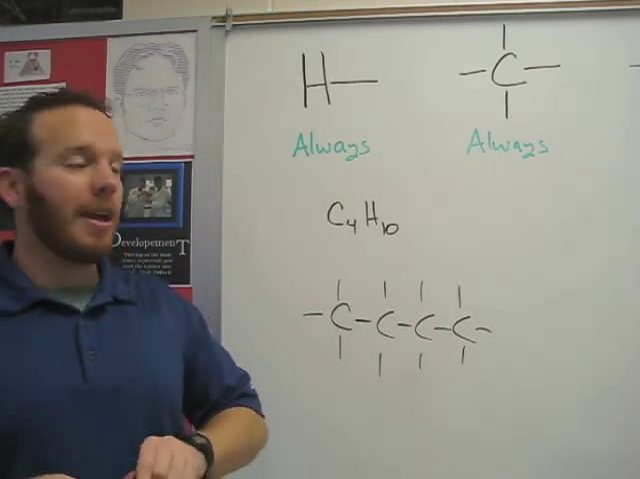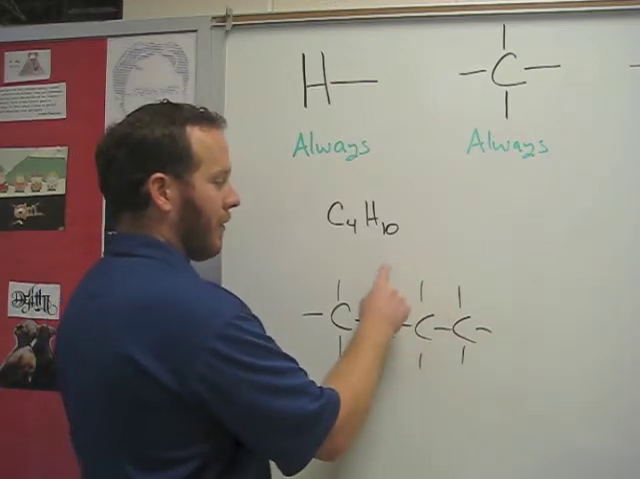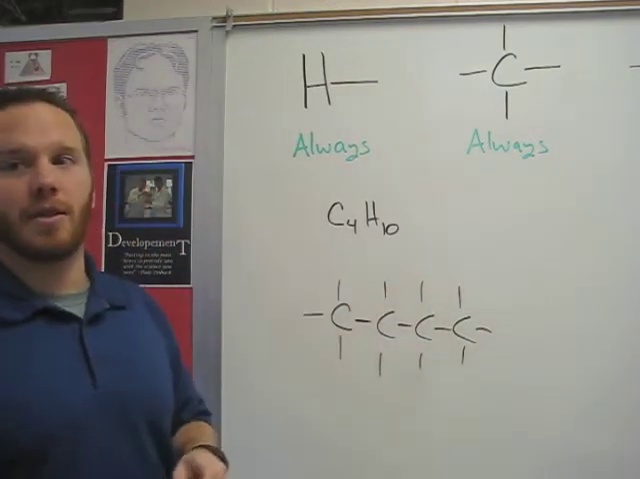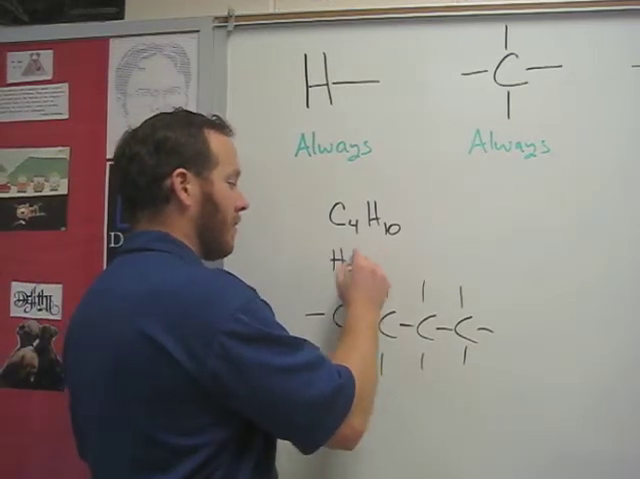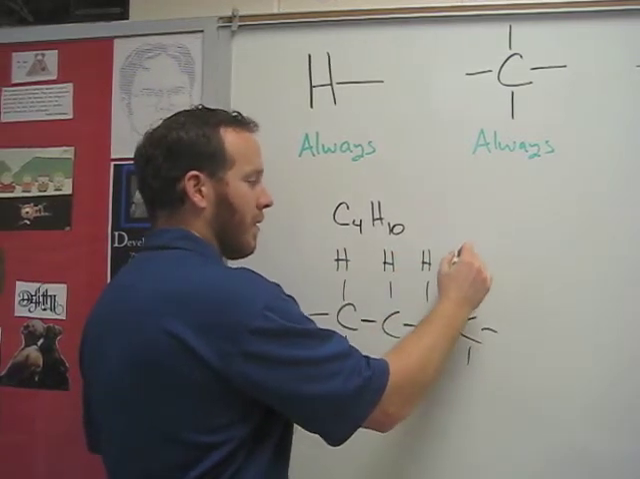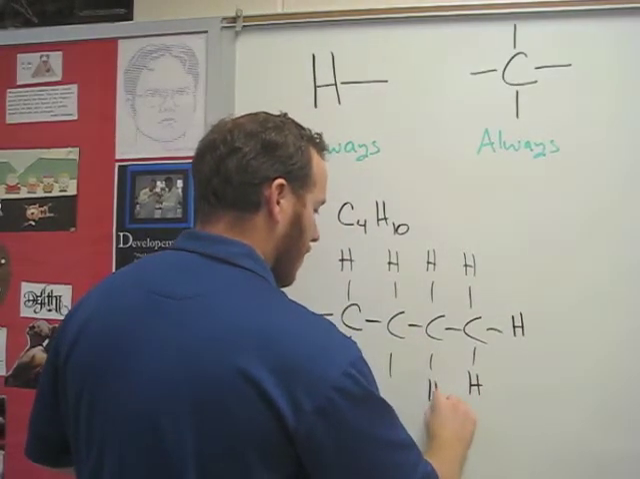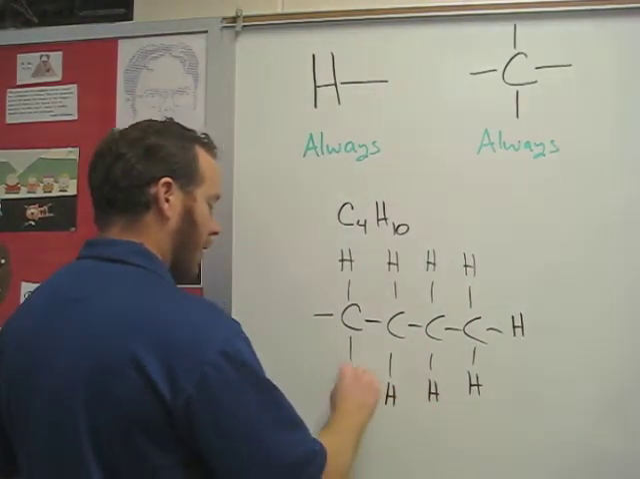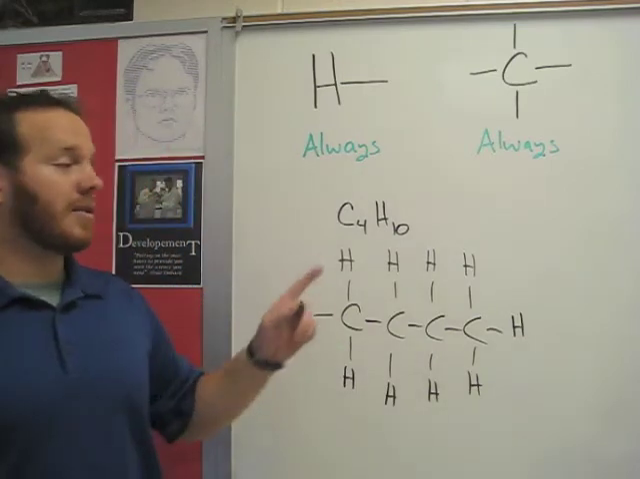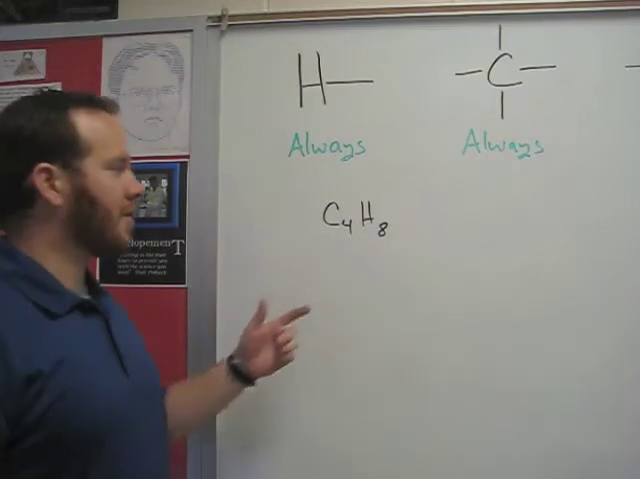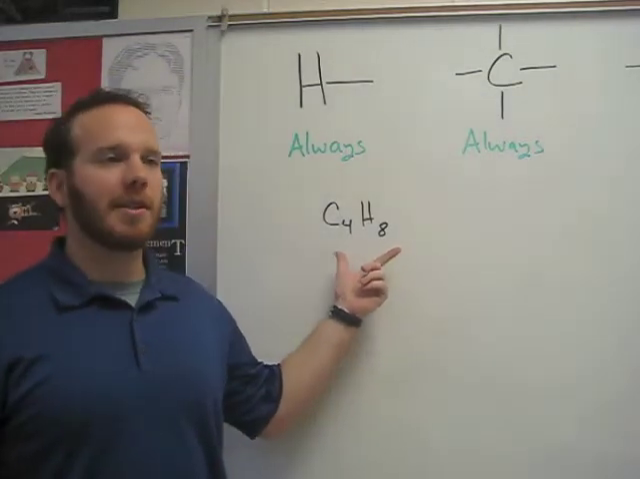And then we're going to see how many empty spaces. 1, 2, 3, 4, 5, 6, 7, 8, 9, 10. 10 empty spaces, 10 hydrogens, a perfect match. And that is C4H10, which is also butane. Now let's take a look at C4H8, very similar compound.